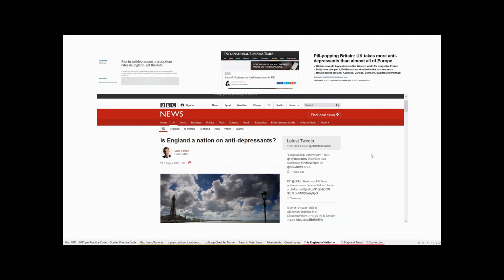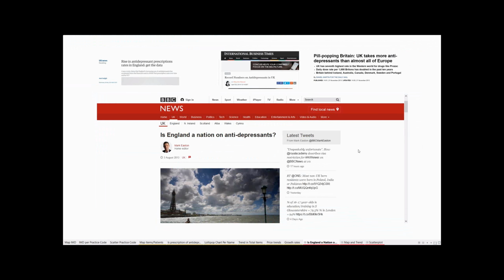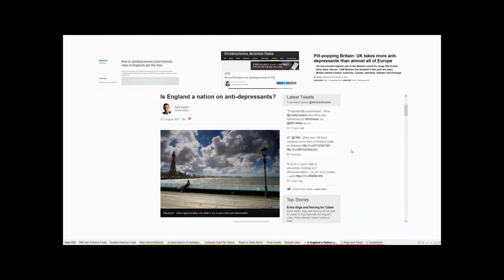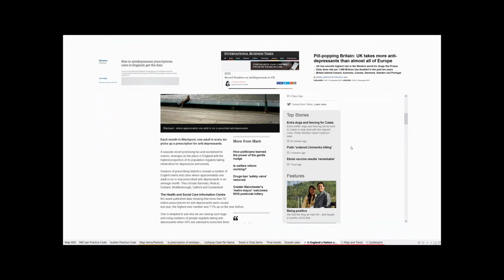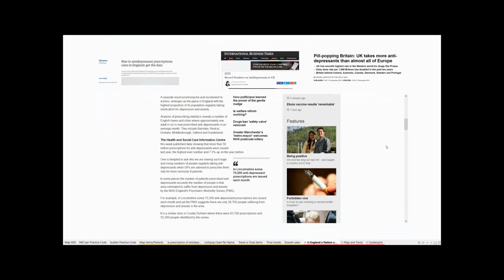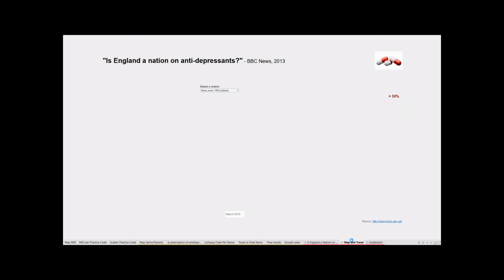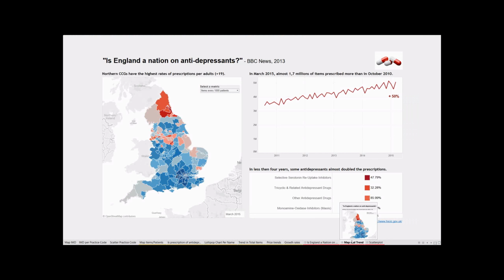It raises awareness about this topic and presents some figures about it. And I tried to transpose the topics of this article onto Tableau. So this is my first dashboard when it loads.